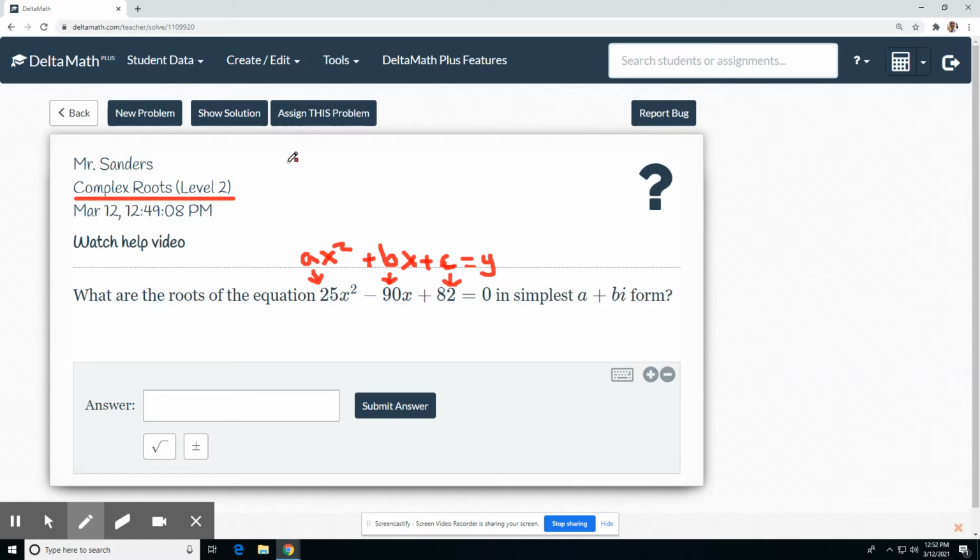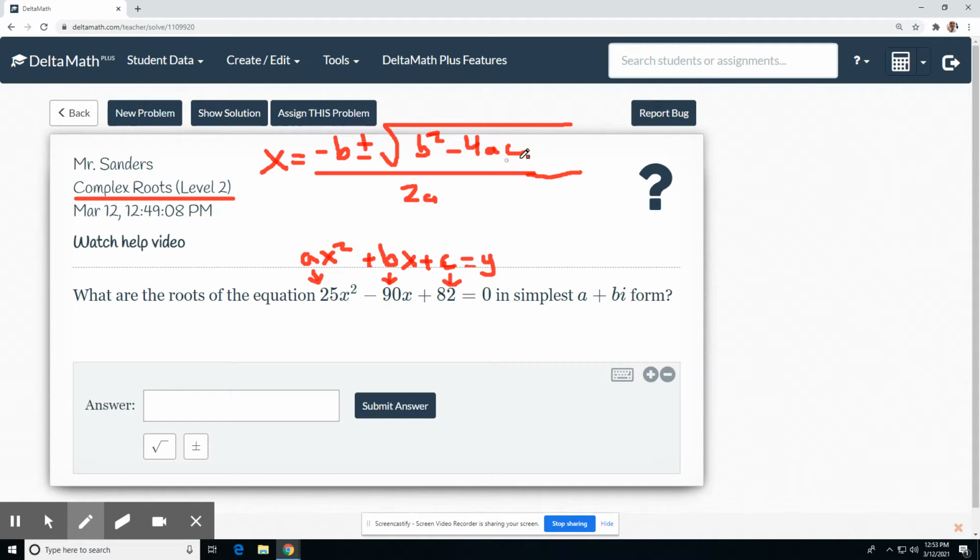Then you always want to write out the formula. x equals negative b plus or minus the square root of b squared minus 4ac, all over 2a. And then it's kind of nice just to practice vocabulary. What's under the square root sign is also called the discriminant.